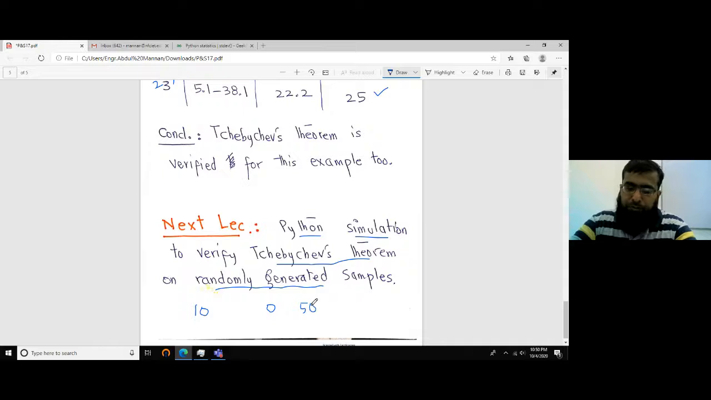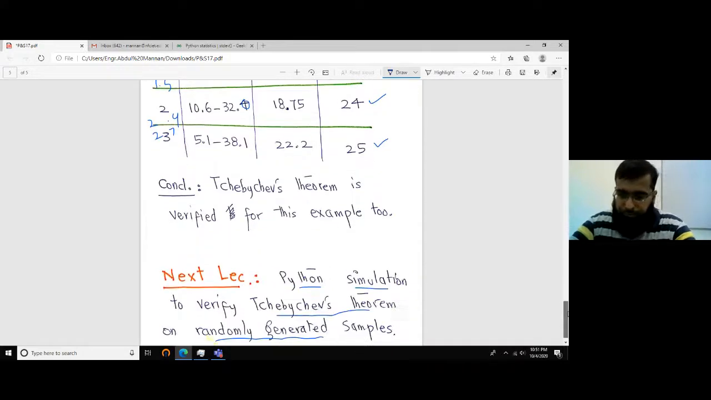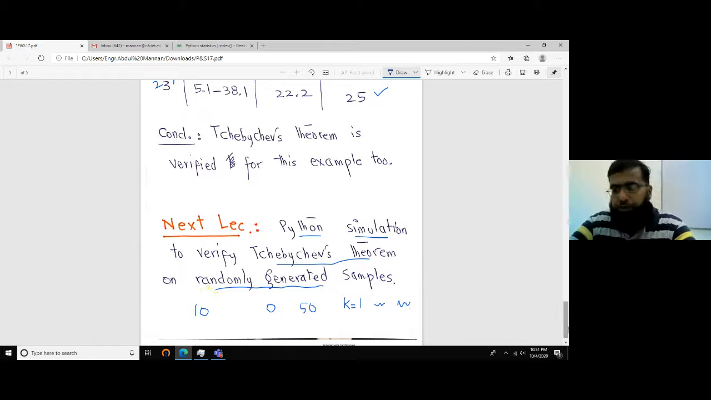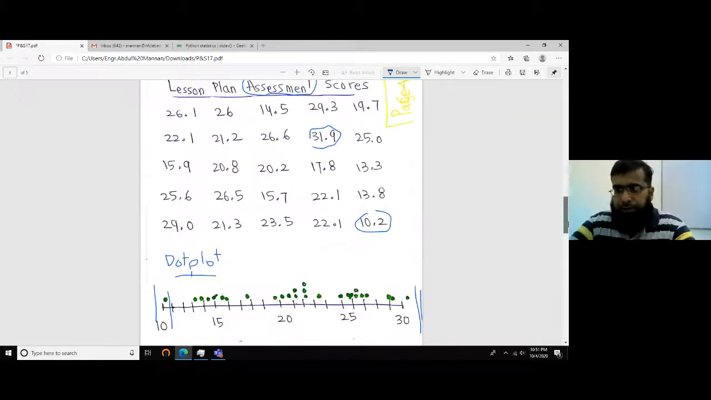And then as the simulation runs, it will tell you that for k equal to 1, this is the range, how many measurements you should have in this range, and how many measurements are actually present in your data. And you'll see that the actual number of measurements will always be at least the number suggested by Chebychev's theorem. So that will be an interesting simulation. We'll do that in our next lecture.